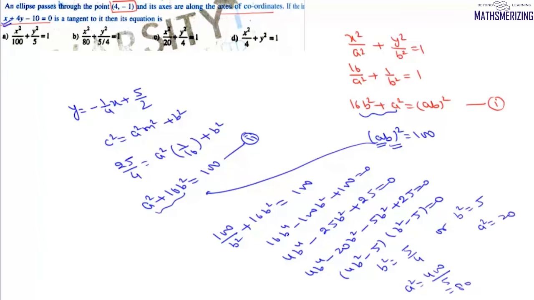So we'll have two equations of the ellipse. One equation will be x²/80 + y²/(5/4) = 1, and the other equation will be x²/20 + y²/5 = 1. So one of the options is x²/80 and 5/4, that's your option number B. And then we'll have 20 and 5, but here we have 4. So that means option B is the only correct option.